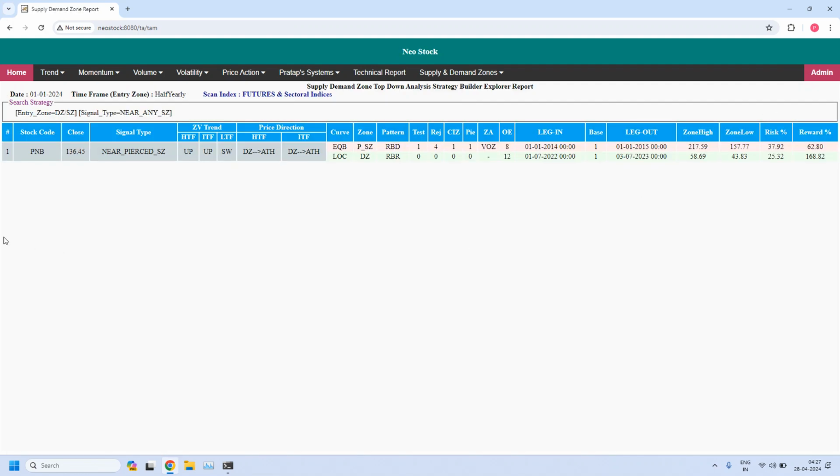So one stock is near half yearly supply zone, but this is a pierced supply zone. See, I'll be giving you only a few seconds and then move on to the next report. You just pause the video and you can study all the parameters in this particular report. If required, you can also draw the supply demand zones in your charts using this leg in column timestamp, base candles, and leg out column timestamp.